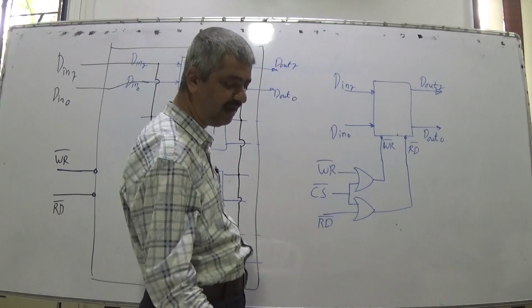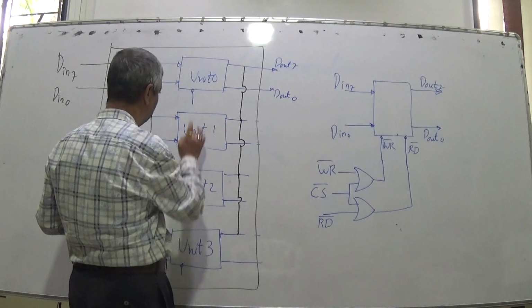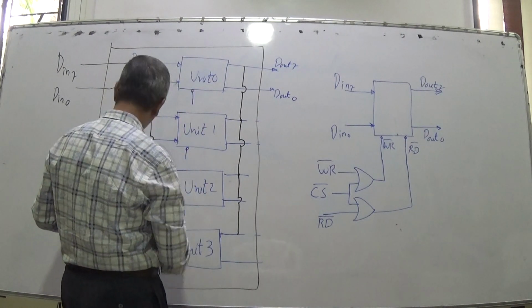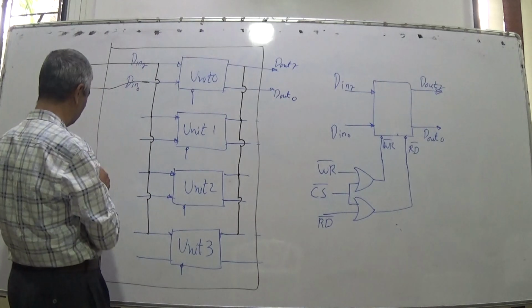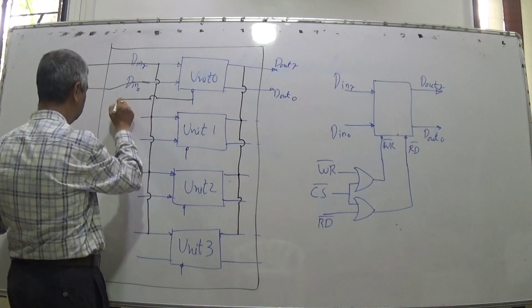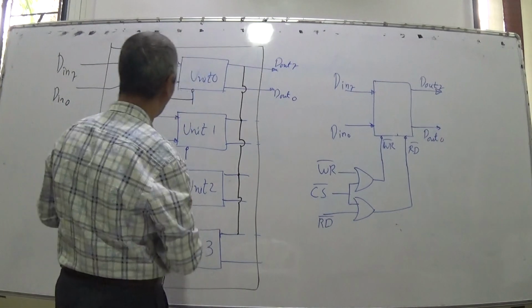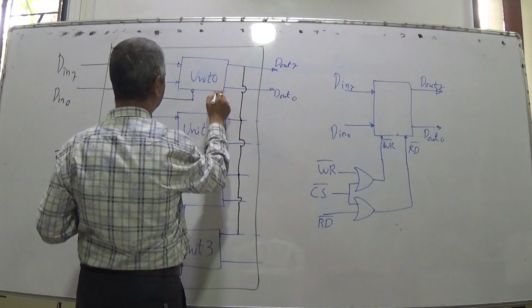Then what are we having? Each unit is having one read bar and one write bar. So the write bar of all chips is combined, and it is a common write bar. Similarly, the read bar of all chips is also combined.